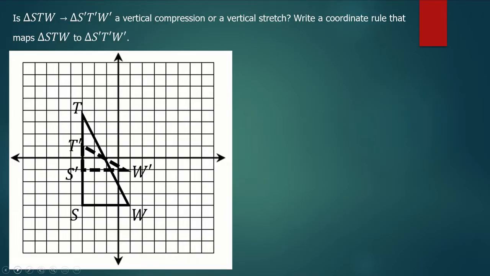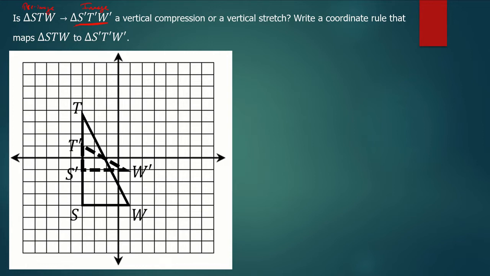So the next example, they're giving us the two triangles. They're giving us the pre-image and the image. And they're asking us, does this experience a vertical compression or a vertical stretch? And if so, what's the coordinate rule that maps the pre-image to the image? And so one thing we have to realize is that here is the image, the final product, and this one is the pre-image.